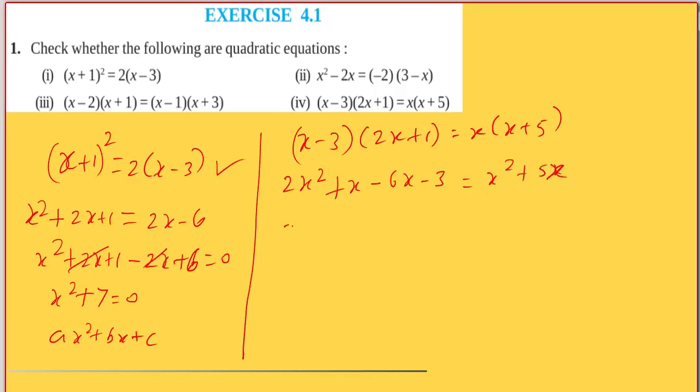So 2x² + x − 6x becomes −5x. So this becomes −5x − 3, and bringing this side, − x² − 5x = 0. Here 2x², minus x² becomes 1x². Plus 5x minus 5x will get cancelled, and the remaining will be −3. So x² − 3.